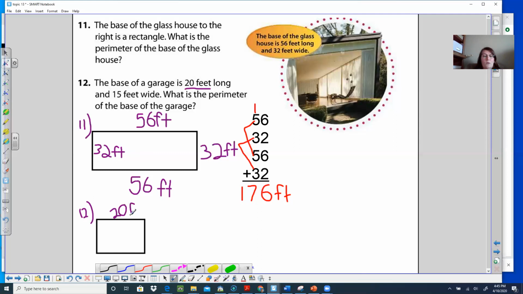And it's feet, because it would not make any sense to have a garage that's 20 centimeters. That would fit your shoe. Okay, and our other side is 15 feet wide. We need to remember that opposite sides are equal and parallel. So I'm going to copy that. Control-C, Control-V. I'm going to label my opposite sides. That helps my brain, and I don't take shortcuts that way.